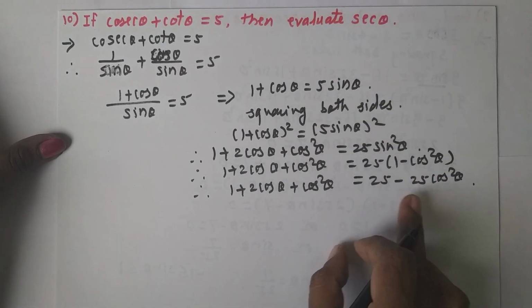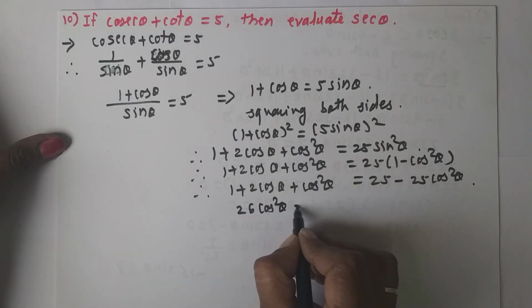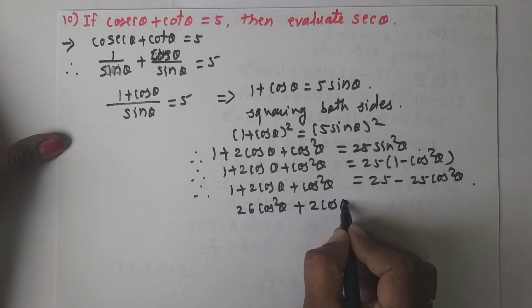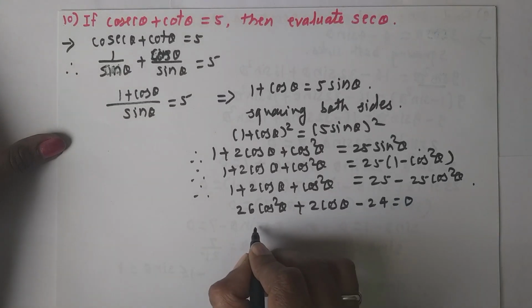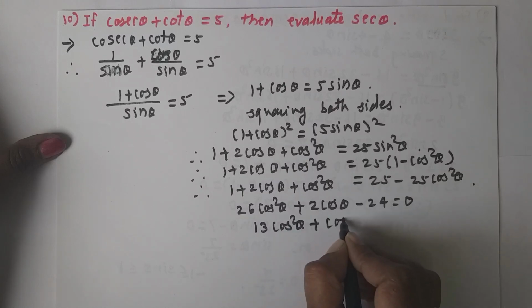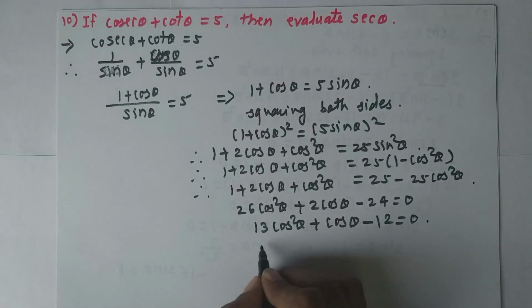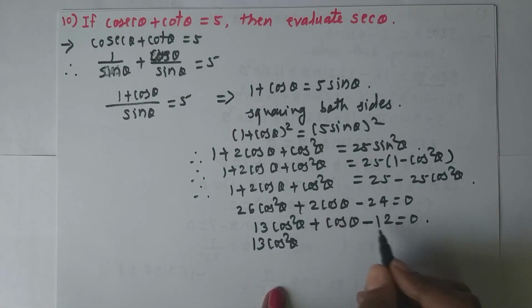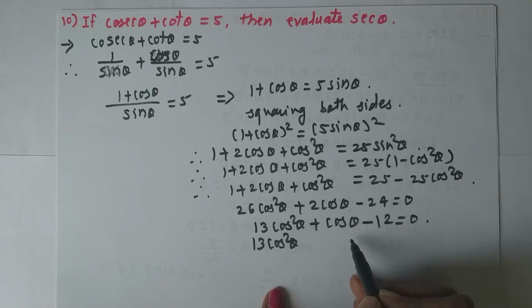This 25 plus this 1, this will be 26 cos square theta plus 2 cos theta minus 24. Divide the whole equation by 2, then I will get 13 cos square theta plus cos theta minus 12 is equal to 0. Here I will rearrange the term. You take the multiplication of 12 and 13 and factorize that. The factors should be such that their subtraction will be plus.